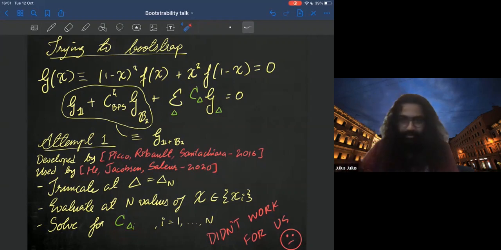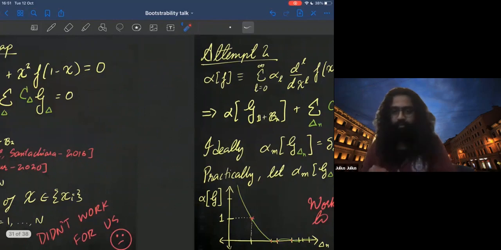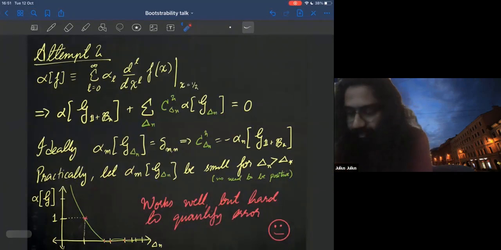So then you get one set of solutions, and then you do this, I think, for many different choices of chi, and then you take the average. It looks quite simple-minded, but it worked quite effectively for these people. Unfortunately, for us, it didn't work, and that made us a bit sad. But nevertheless, we moved forward. So we had a second attempt.